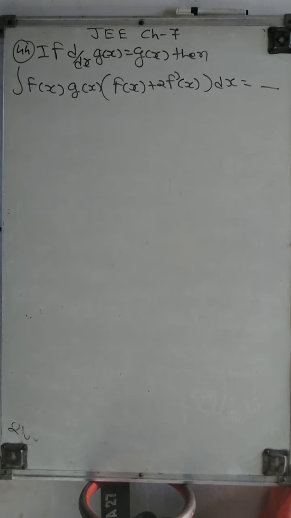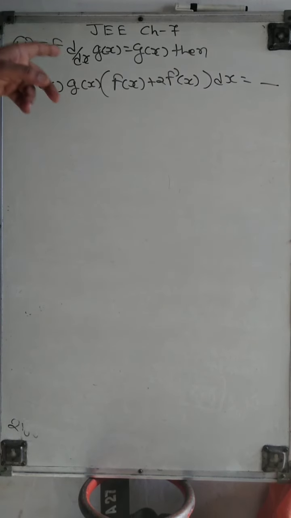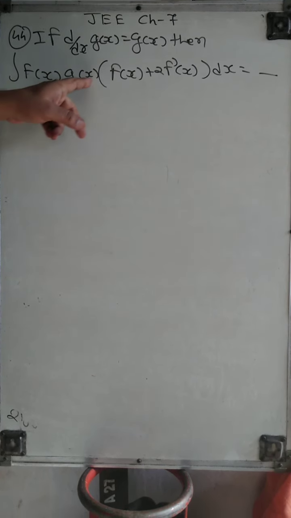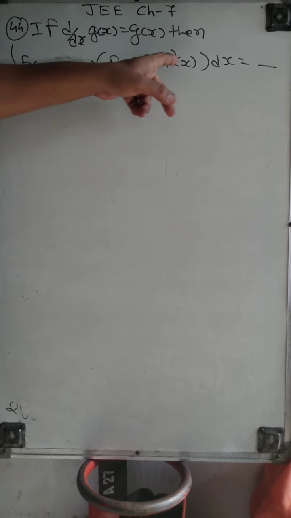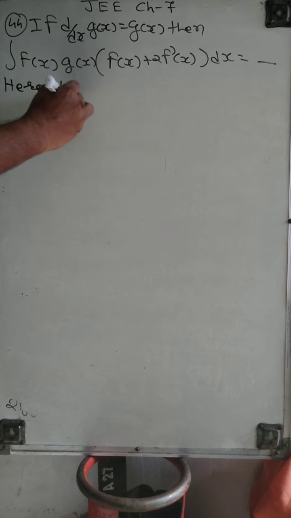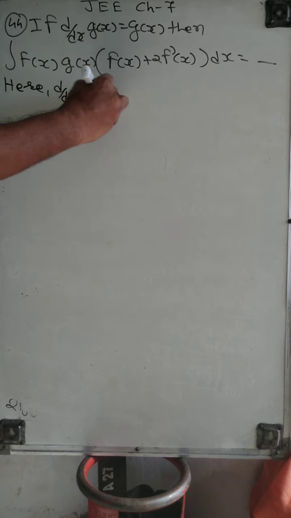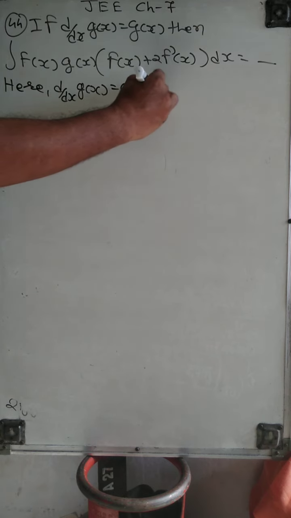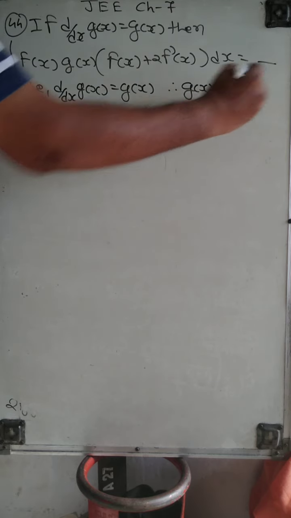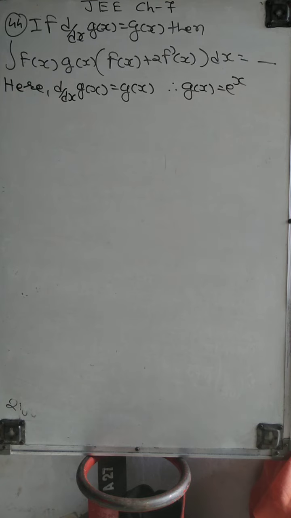Okay, next sum, 44. If d/dx of g(x) equals g(x), then integration g(x) [f(x) + 2f'(x)] dx equals dash. Now here, first of all, d/dx of g(x) is equal to g(x). It means g(x) equals e^x. Now this is a very important clue. When the derivative of any function is the same, then it is e^x.